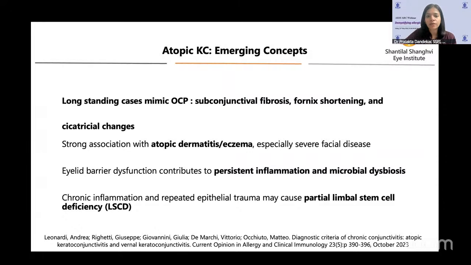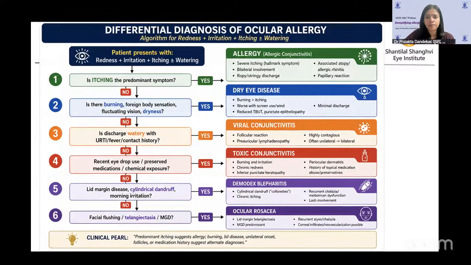Coming to atopic keratoconjunctivitis, which has already been discussed, it might mimic ocular cicatricial pemphigoid, showing fibrotic changes and shortening of the fornices, but it has a strong association with eczema and atopic dermatitis. And because of the chronic and repeated epithelial trauma, there might be partial limbal stem cell deficiency, which could be associated with atopy.